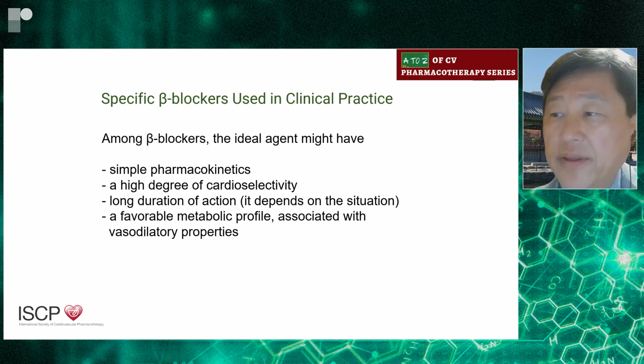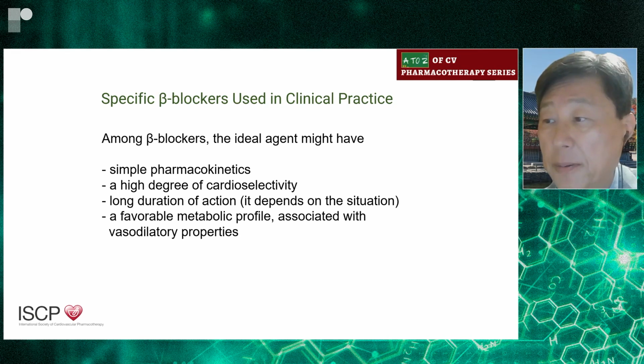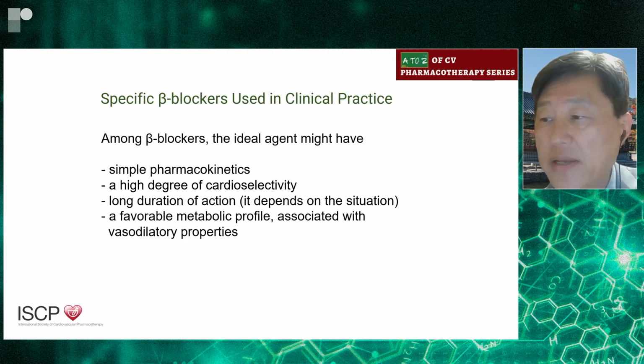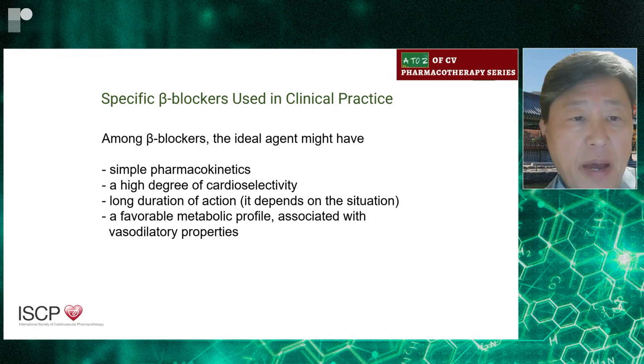Among beta blockers, the ideal agent might have simple pharmacokinetics and a high degree of cardio-selectivity. Nebivolol has a highly selective beta-1 blockade, and a third feature is a long duration of action. Nebivolol has a long duration of action, and the elimination half-life is almost 12 hours. However, in this situation, it depends on the difference. For example, in the case of heart failure with reduced ejection fraction and a low blood pressure patient, we should consider using carvedilol because it has a twice-daily prescription. And finally, the beta blocker has a favorable metabolic profile associated with vasodilating properties, such as nebivolol.